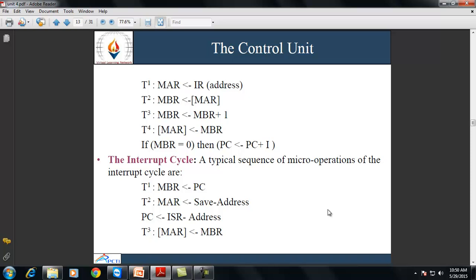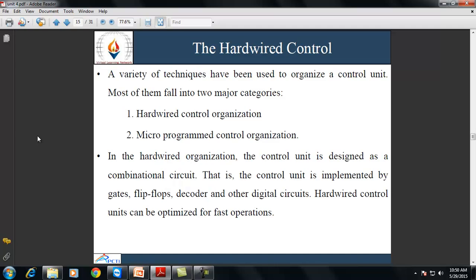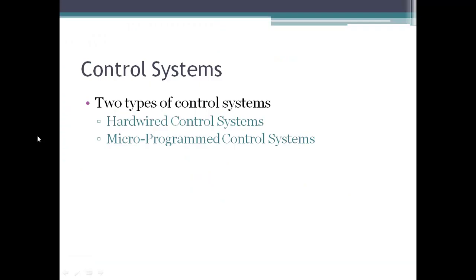An interrupt cycle: if any interrupt occurs, then how to handle the interrupt or how to give service to that interrupt. And the next one is the instruction cycle. The instruction cycle for the given machine can contain various cycles that can be fetch, indirect, execute and interrupt cycles. Now, this is all about the control unit.